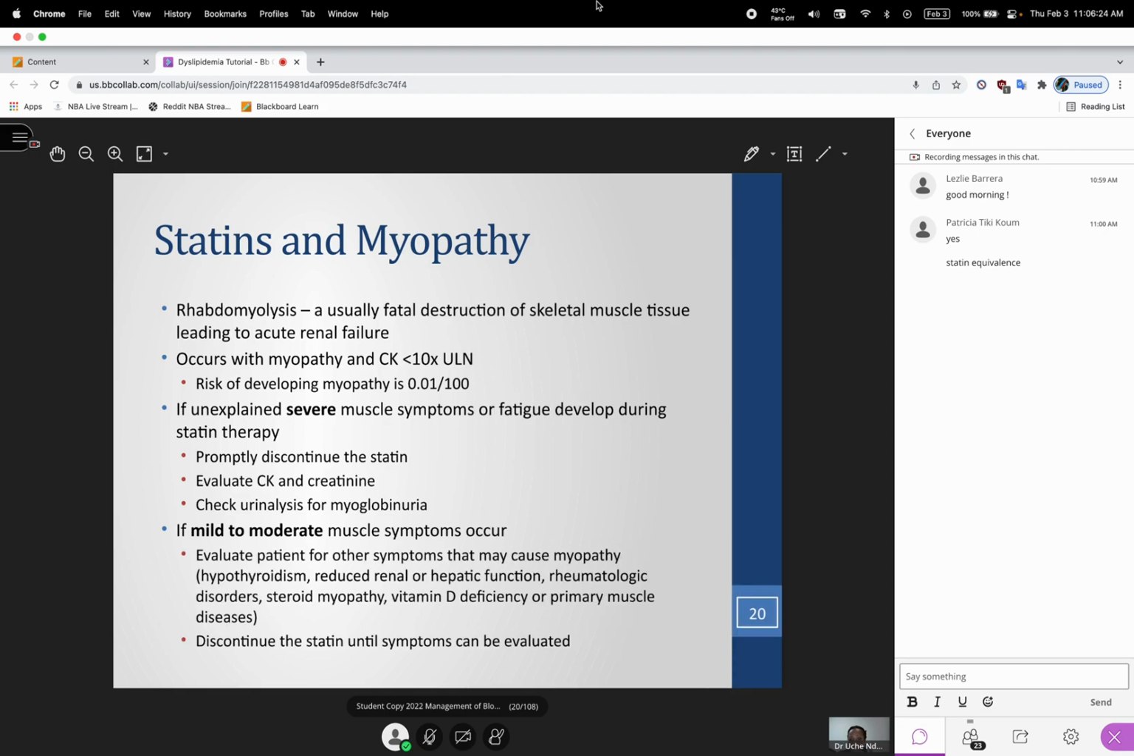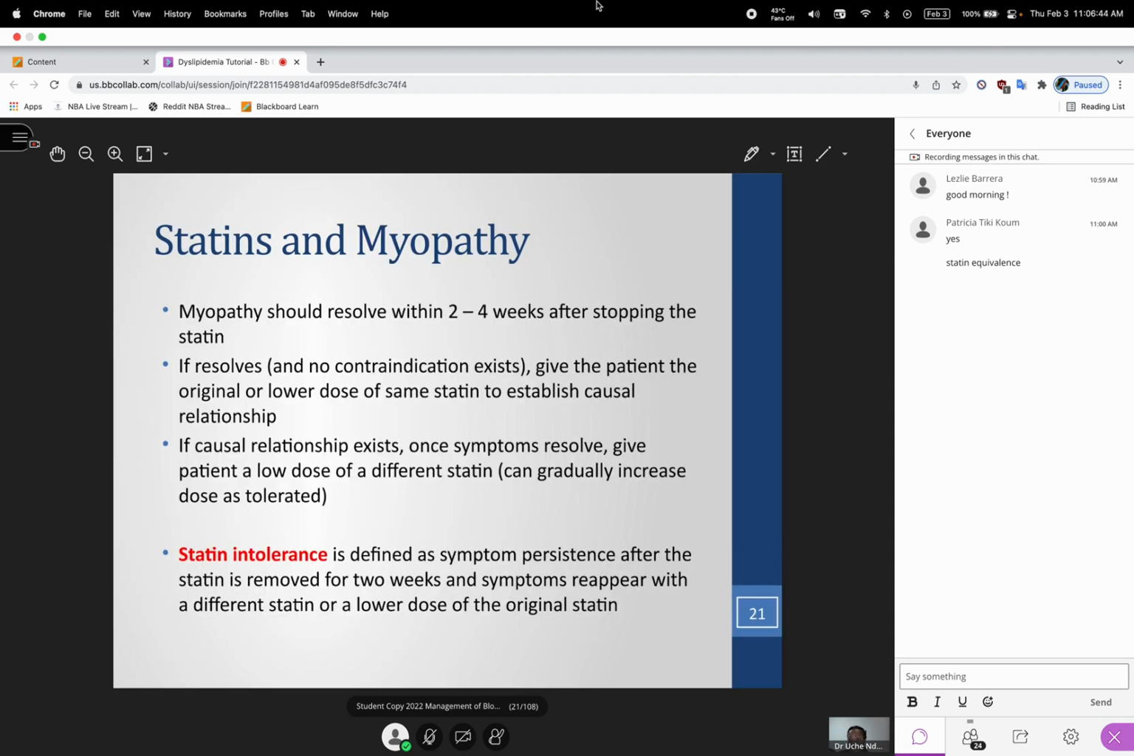Myopathy. The most important thing to remember here is what to do if a patient complains of myopathy and you believe that it is related to the statin, or it could be related to the statin. So you would discontinue the statin and then re-challenge. When you are re-challenging, this is slide 21 for you guys. You hold the statin for 2 to 4 weeks. If nothing happens, you give the patient the original or a lower dose of the same statin.